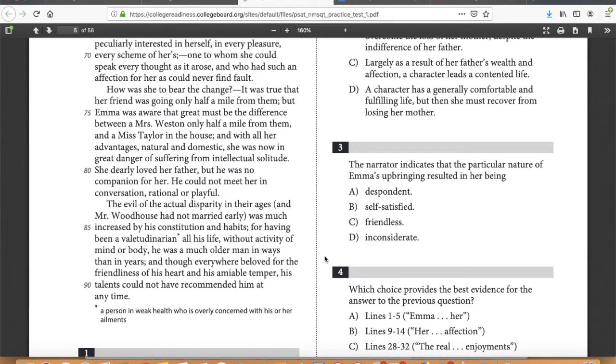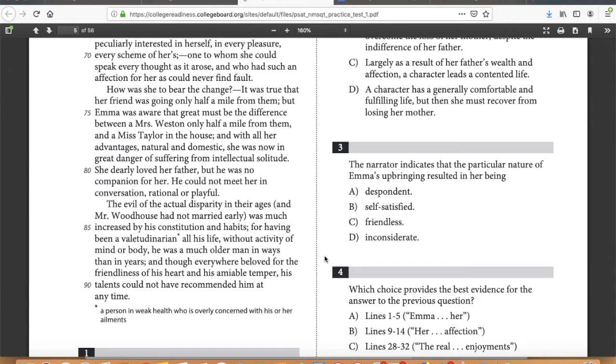Of the actual disparity in their ages. What does disparity mean? There's a big difference. That's all disparity means, the difference in their ages. And this is also true when you're taking the actual test, you're not going to have a dictionary in front of you. You're not going to be able to do a Google search. What word could you plug in that would make sense? You're going to have to figure it out based on the context on the actual test, and difference makes perfect sense, and that's what it means. The actual difference in their ages.